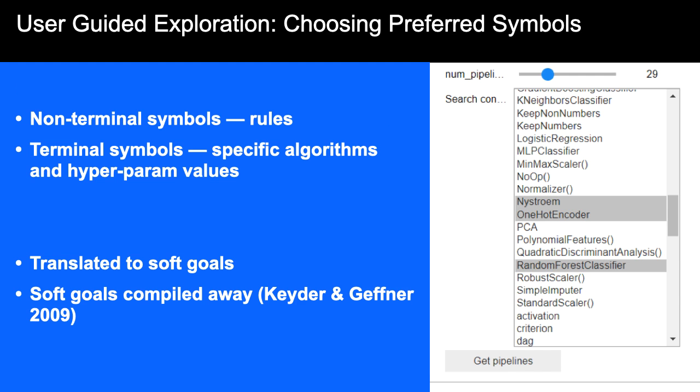In order to focus the exploration of valid pipelines, we allow for specifying preferred non-terminal and terminal symbols. The non-terminal symbols correspond to the rules of the grammar and allow to prefer, for instance, using a particular family of algorithms. Choosing terminal symbols allows for preferring a specific algorithm or even a specific value for a hyperparameter. The preferences are then translated to soft goals, which are added to the classical planning task. Then the soft goals are compiled away using the transformation proposed by Keyder and Geffner, giving us again a classical planning task.